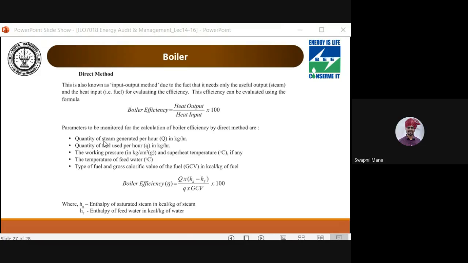What are the parameters to be monitored if you want to calculate the boiler efficiency by the direct method? The quantity of steam generated per hour in kg per hour, the quantity of fuel used per hour in kg per hour, the working pressure in kg per centimeter square or bar, and the superheat temperature in degrees Celsius, if any. That means if it is superheated, we have to calculate the degree of superheat, the temperature of the feed water, the type of fuel, and the gross calorific value of the fuel. What is the difference between gross calorific value and net calorific value? Gross calorific value takes into consideration the moisture content in the fuel as well.